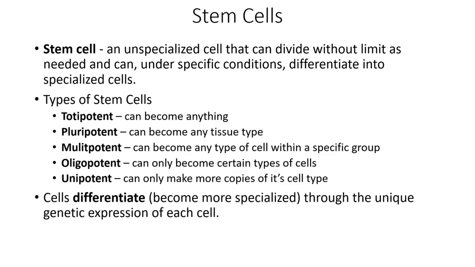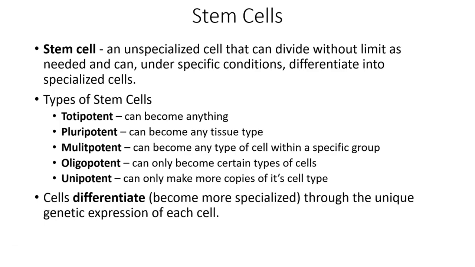So we have some different types of stem cells. The first type is totipotent stem cells. These are what we see in embryos. Mainly, these can become literally any other type of cell in the body. So we're going to look at how this flow happens in just a moment on the next slide. But totipotent stem cells can become literally anything else in the body.